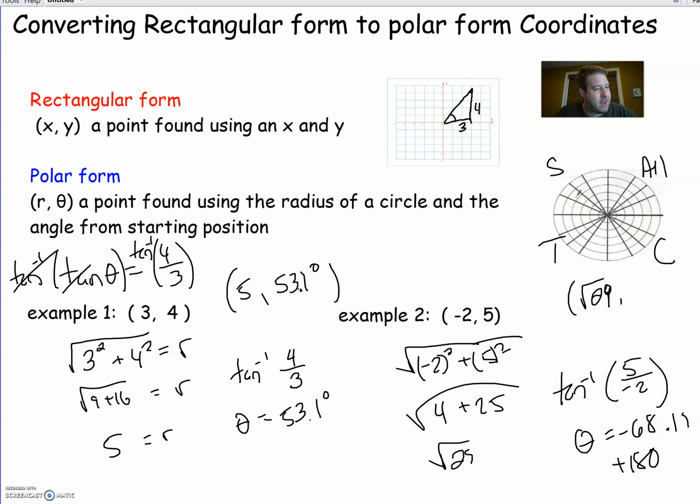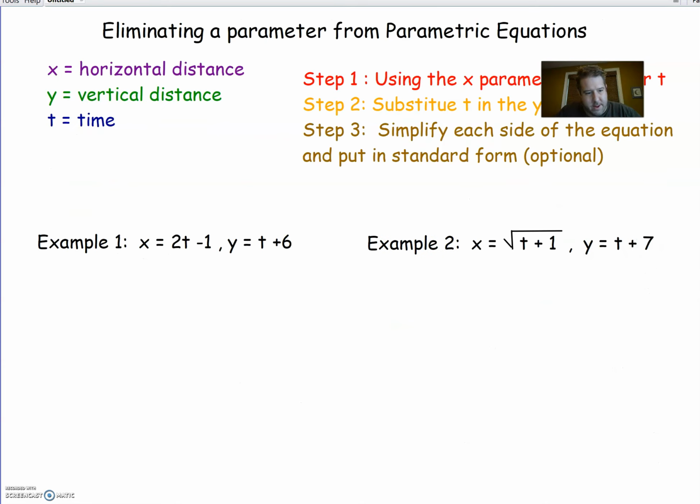So if I add 180 to that, then I'm going to get 111.8 degrees. And there you have it. You've got yourself a polar coordinate in this exact same place as this rectangular coordinate.